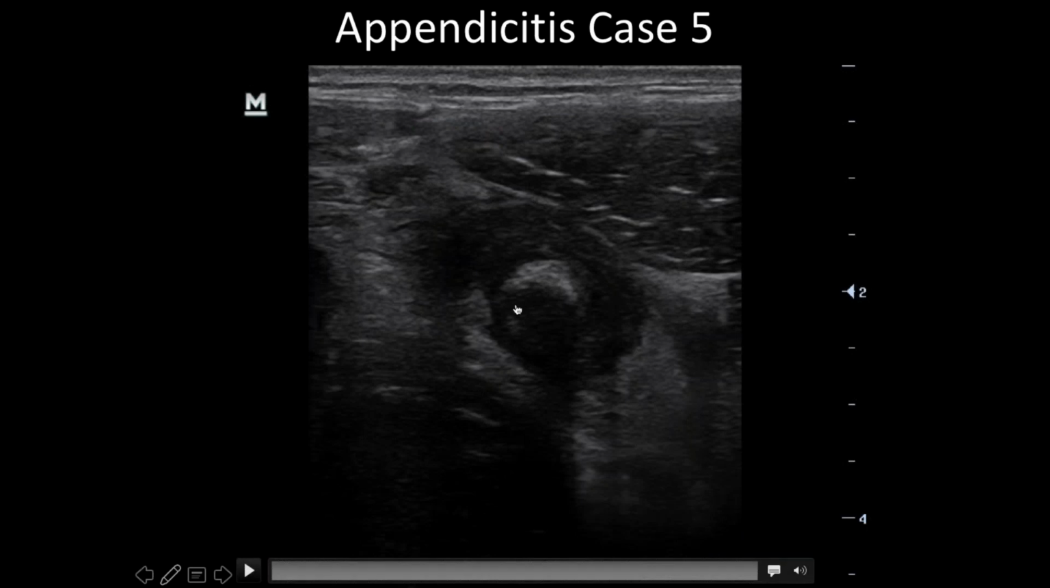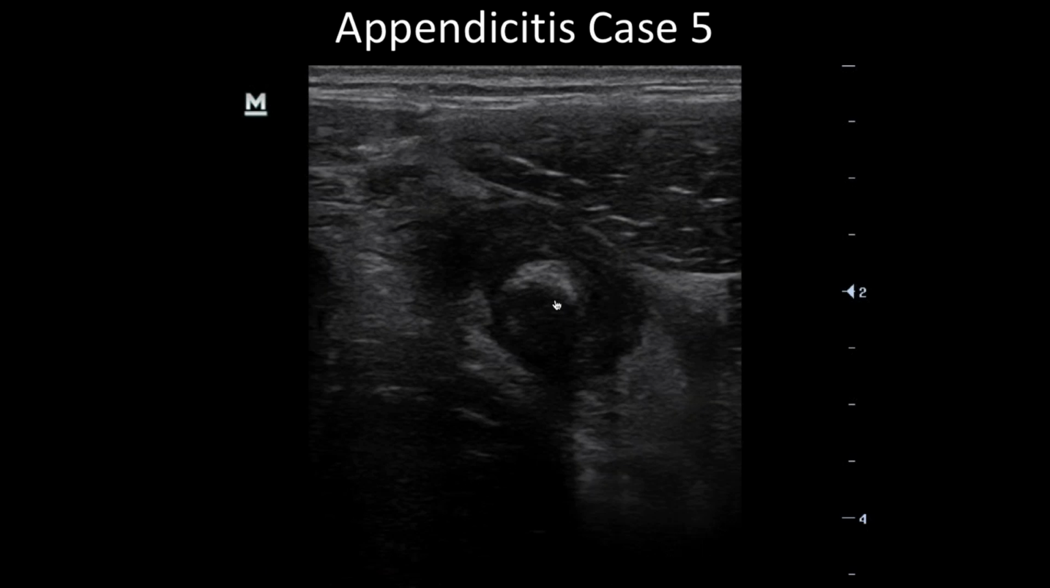I always like going through this video clip with learners. This hyperechoic structure here is an appendicolith, and it's got posterior acoustic shadowing. It's lying within the lumen of an appendix. When I start playing it, you're actually going to see two appendicoliths. This is nearer to the base of the appendix, and as we scan in the transverse orientation, this is going to be in the transverse orientation.